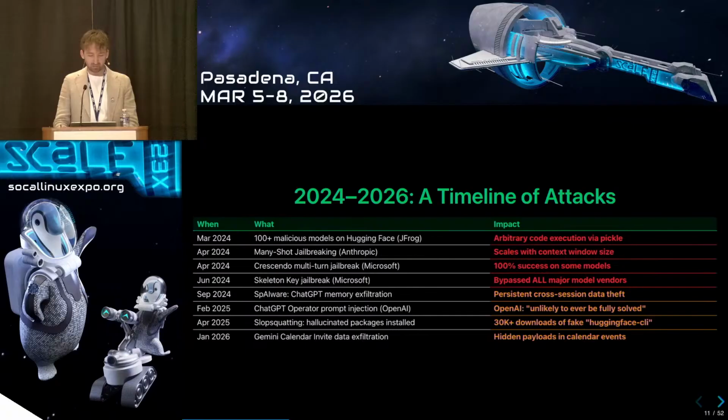Even more attacks over the last 2 years. I will not read all of them, but March 2024, over 100 malicious models on Hugging Face. It can be anything. It can be biased weights or supply chain attacks or something else embedded in there that you're just pulling and executing locally. April 2024, the Crescendo attack. This is interesting, we'll actually do a demo of it. June 2024, Skeleton Key bypassed every major vendor. February 2025, ChatGPT Operator prompt injection. That's interesting because even OpenAI has said that prompt injection will probably never be solved.